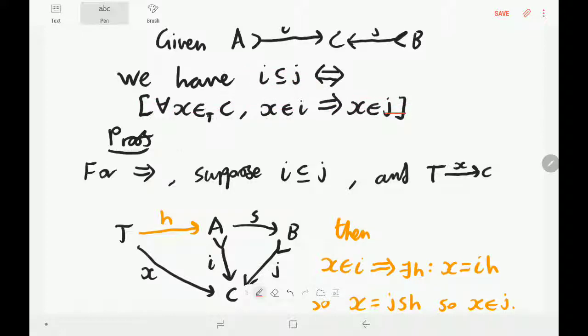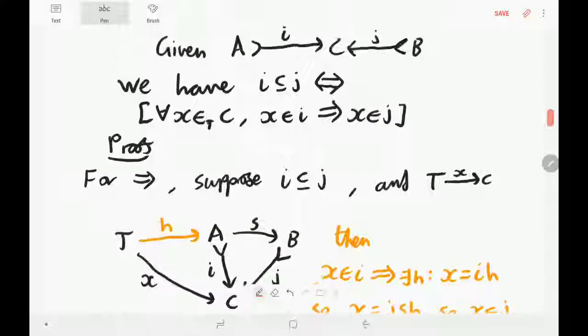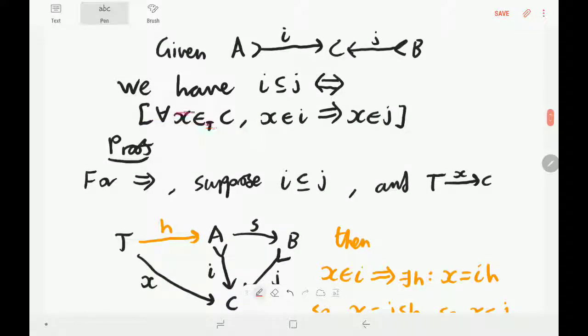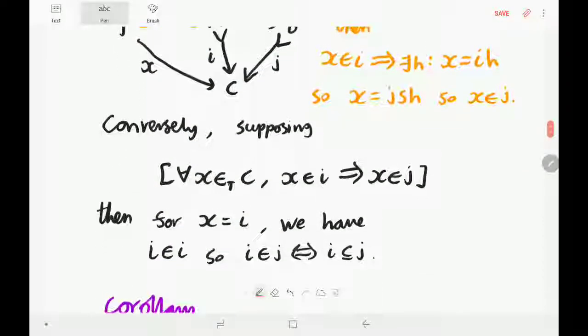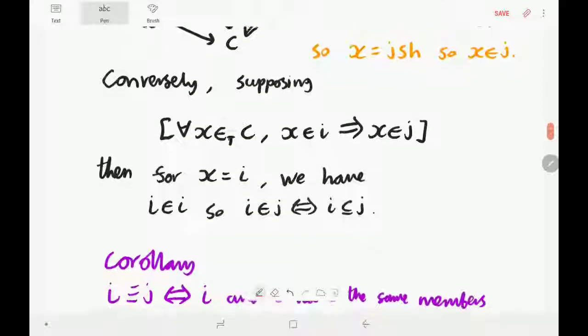So we've shown this statement holds when I is included in J. Now let's suppose this statement holds. So whenever we have a T element X of C, we have X is in I implies X is in J. Well, we do a commonly used trick. We look at how this statement works when X is equal to I. Well, I is in I because we have this identity arrow to form the triangle. And so since we're assuming this, we have that I is in J, and that's just a fancy way of saying I is included in J. So that finishes the proof.